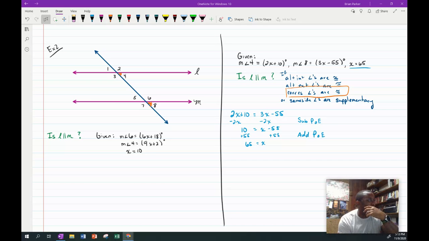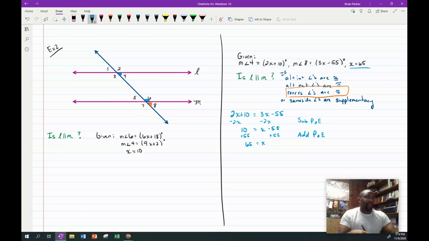What if we tried this again using different values? So what if we said the measure of angle 6 is 6x plus 18, and the measure of angle 4 is 9x plus 2, and x equals 10. Is L parallel to M in this instance? And so here are our angles. We're talking about 6, which is right here. We're talking about 4, which is right here. So we're using 4 again. Right? And now it should be obvious to you that these angles are same side interior angles.